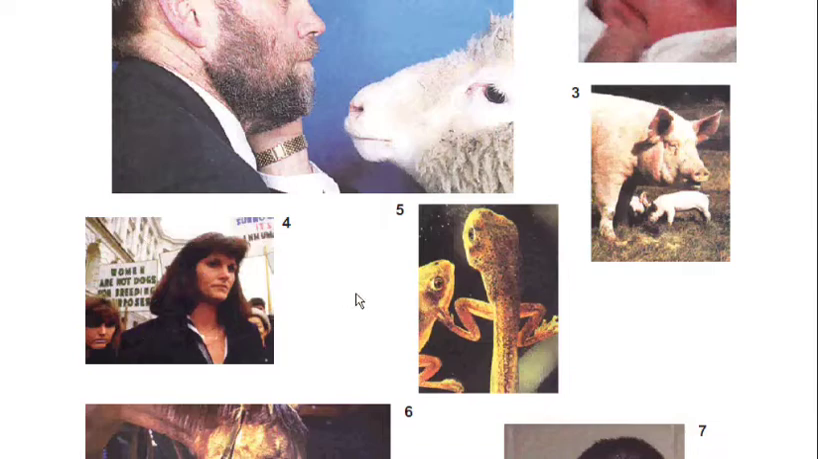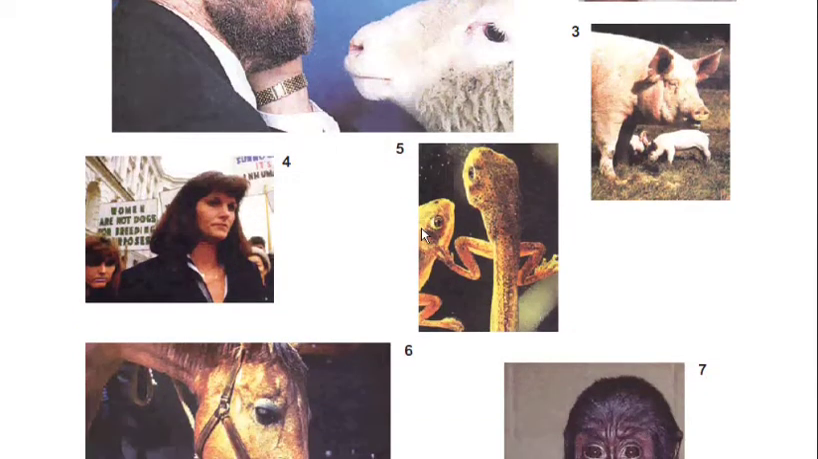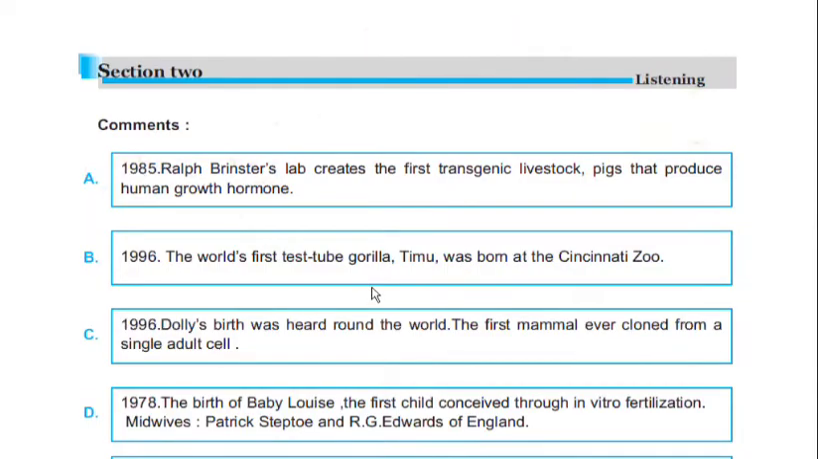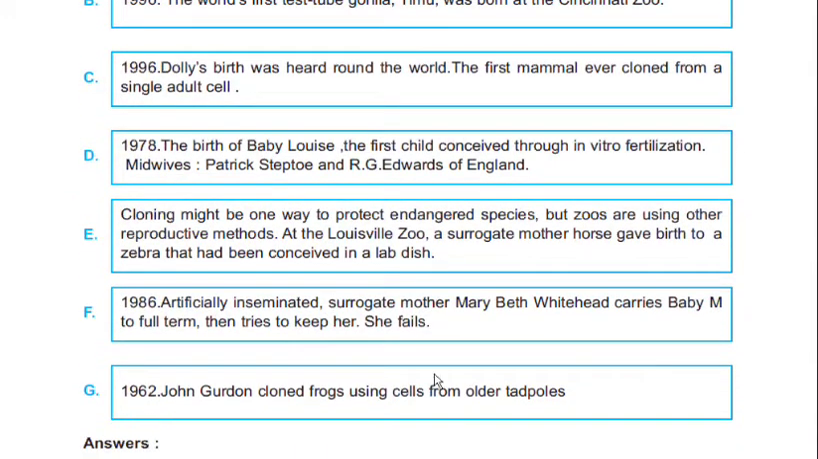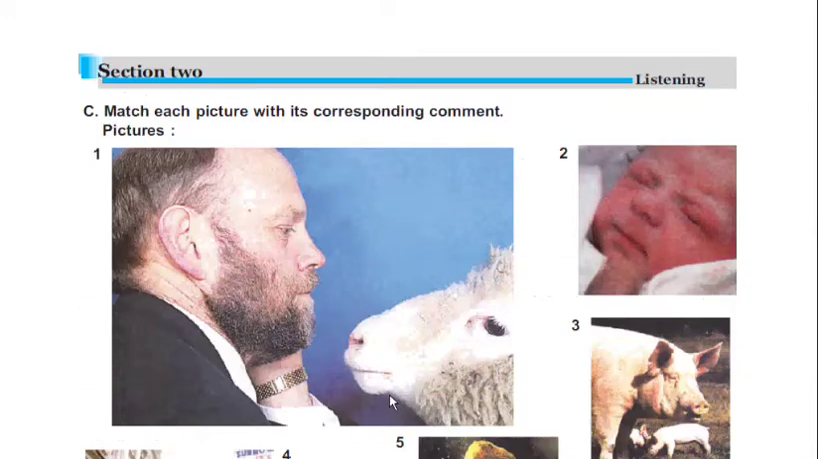In 5, these are frogs, little frogs. Little frogs are called tadpoles. In G, in 1962, John Gordon cloned frogs using cells from tadpoles. That is an instance of cloning, another event in cloning history.